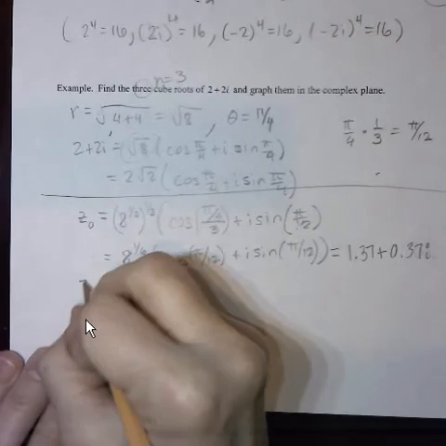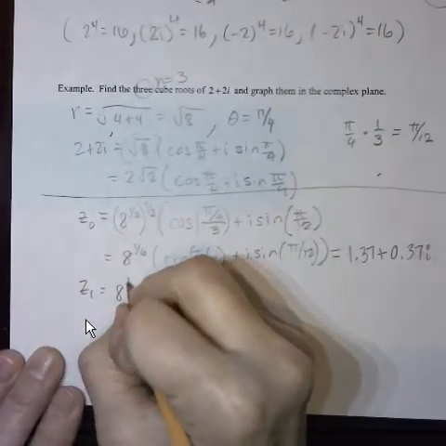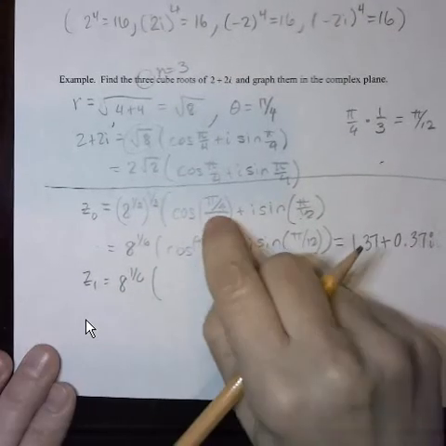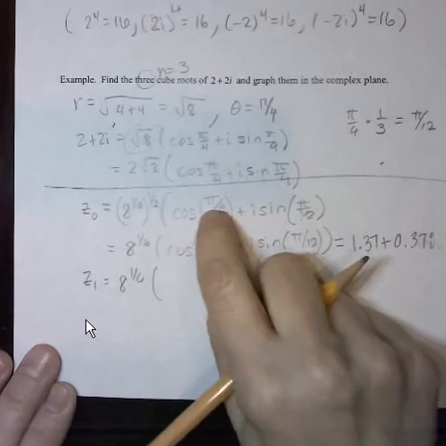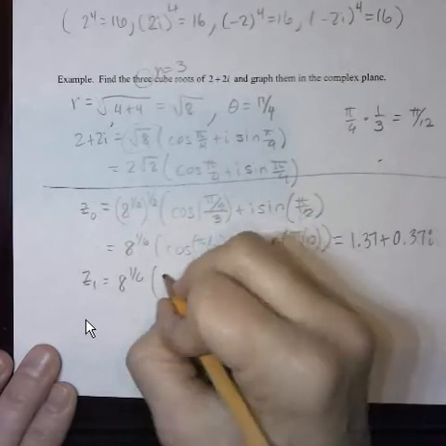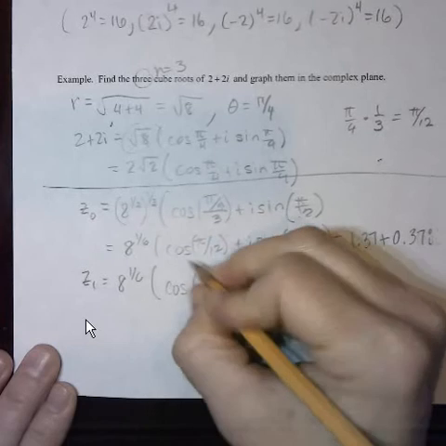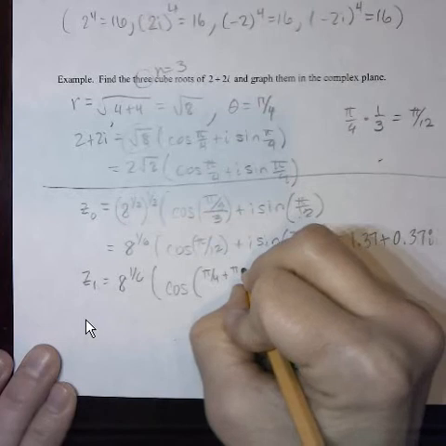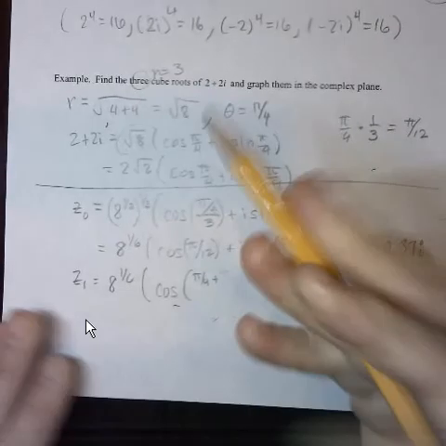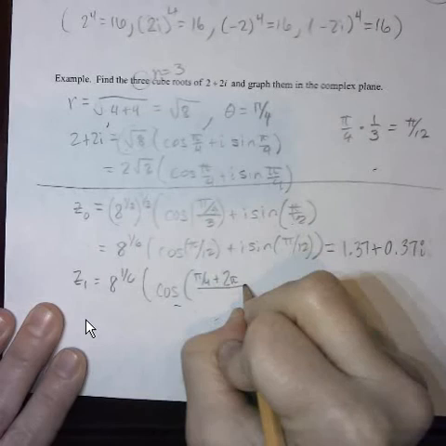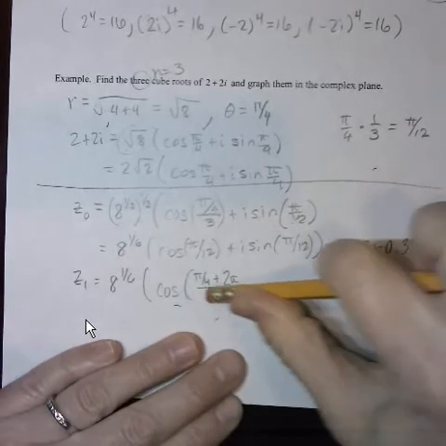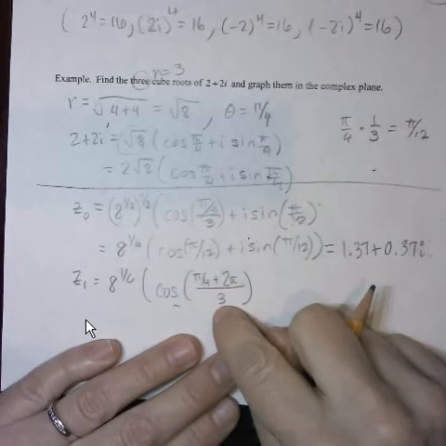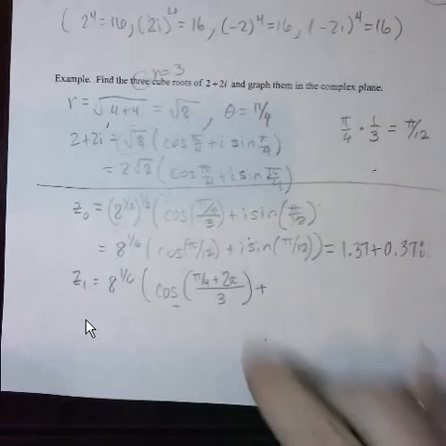So again, this part's always the same, 8 to the 1/6. That's one nice thing about the theorem, you don't have to recalculate that. Now you start over and say, okay, well, pi over 4, I'll write it out in long form here, pi over 4 plus 2 pi, sorry. And then we're going to divide that by 3. So you go back to the original argument, add 2 pi, and then divide it by 3. And 2 pi is 8 pi over 4.